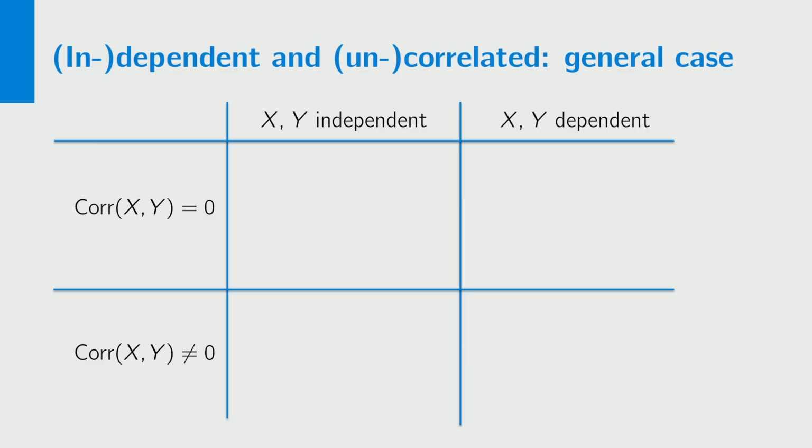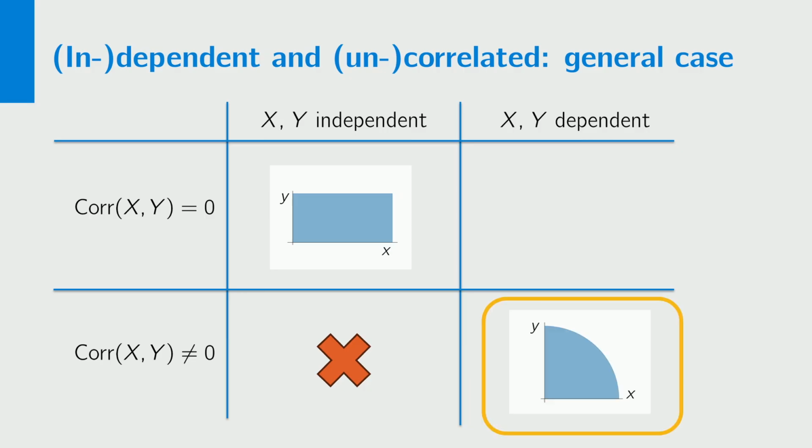Two random variables can be independent or not, and they can be correlated or not. First, the general case. If x and y are independent, it follows that their correlation coefficient is 0. If the correlation coefficient is not equal to 0, then automatically x and y are dependent. The PDF here is of a uniform distribution over a quarter circle. There is a downward trend. For large x, the y can only be small. The correlation coefficient is negative, and x and y are dependent.